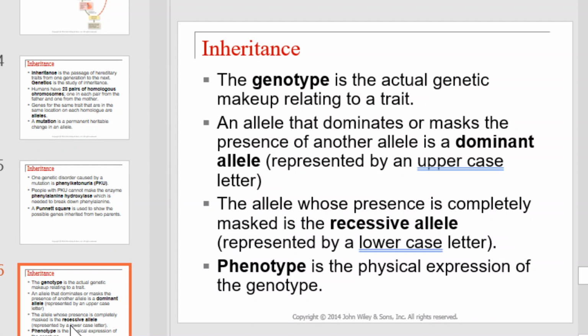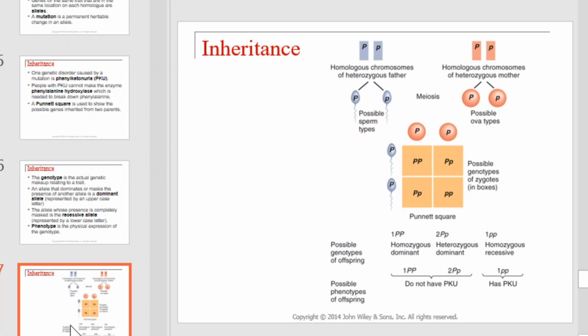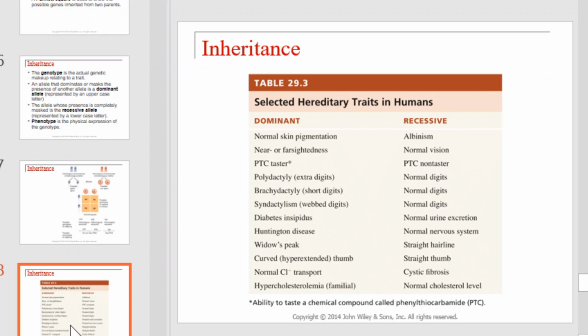The genotype is the actual genetic makeup related to a trait. An allele that dominates or masks the presence of another allele is a dominant allele, represented by an uppercase letter. The allele whose presence is completely masked is the recessive allele, represented by a lowercase letter. Phenotype is the physical expression of the genotype. This graphic illustrates the use of a Punnett square to predict the probable outcome of a genetic cross. And this table will provide you with a summary of dominant and recessive traits in humans.